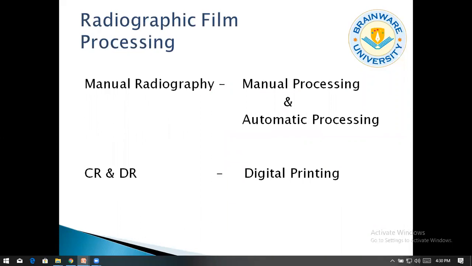So radiographic film processing can be achieved through various ways. For manual radiography, there is manual film processing and automatic film processing. For CR and DR systems, that is computerized radiography and digital radiography, there is a digital printing system. So today we'll talk about manual film processing for the manual radiographic system.